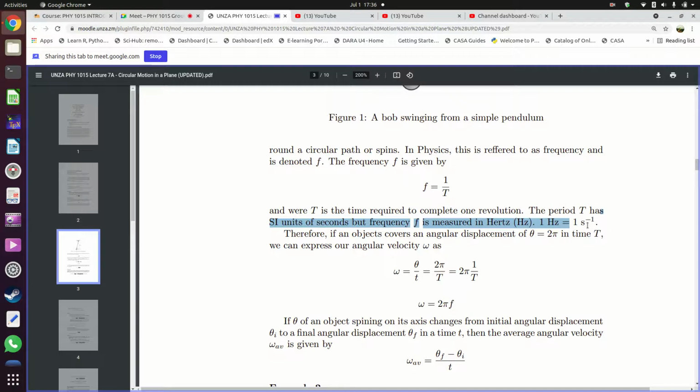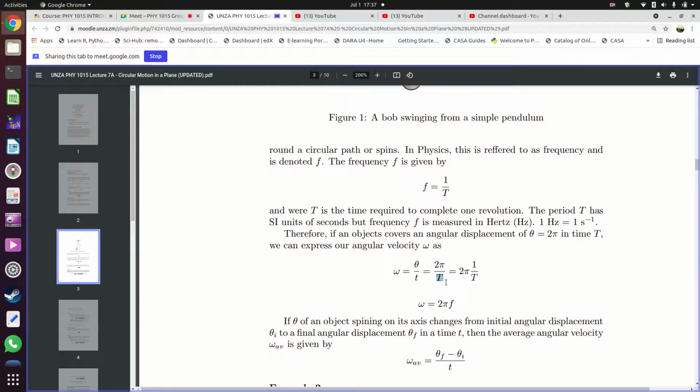Now, with what we have set up, let's consider an object which moves in a circle, and it takes a certain amount of time T. So the angular displacement will be 2 pi, and the time it takes that object to move in a circle is going to be T. So we can express our angular velocity omega as theta divided by t. Since the object moves in a circle once, the angular displacement is 2 pi, and the time it takes is going to be capital T, which is the period.